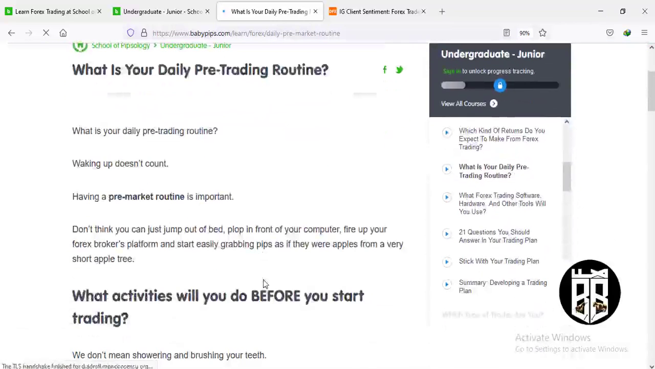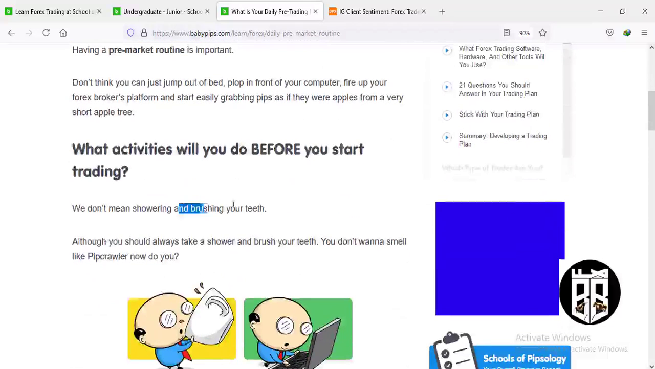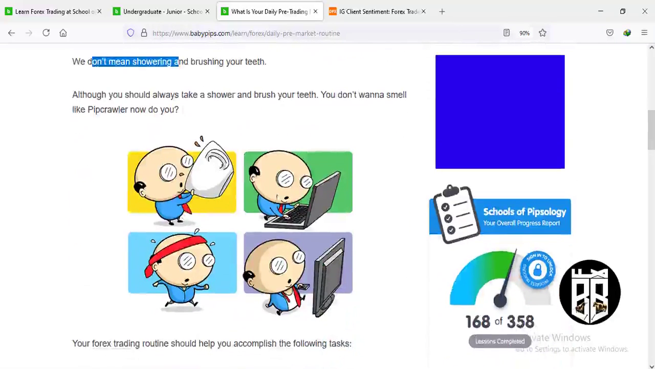The next lesson says, what is your daily pre-trading routine? Now, don't just wake up and jump on the computer screen or your laptop, whatever it is, and say, okay, I want to trade now. No, it's wrong. Why? Because before you head over to the chart, there are important things you need to do. The very first one, brush your teeth and shower. Grab a cup of coffee. Look at the news, review your trades, and get ready for the market.